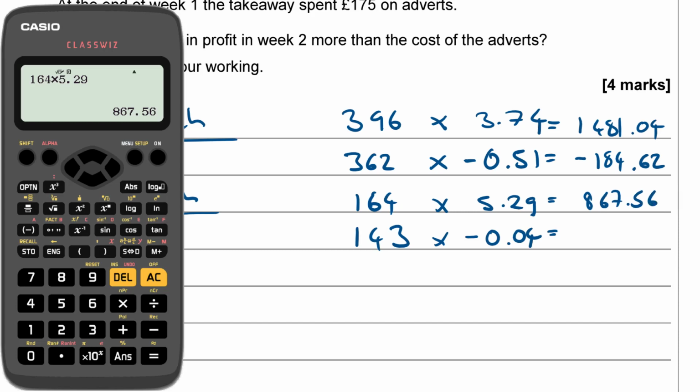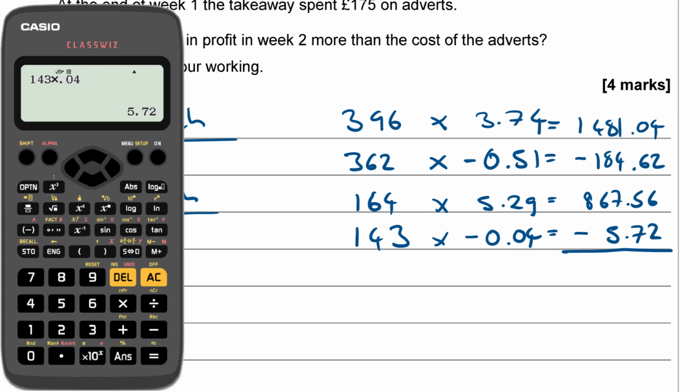867.56. And then finally we sold 143 with each one losing 4 pence. So 143 times 0.04. That gives us a loss of £5.72 on that one, minus £5.72. So our total profit for the week then is going to be those added and subtracted from each other.